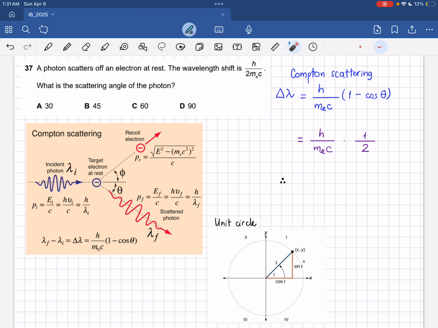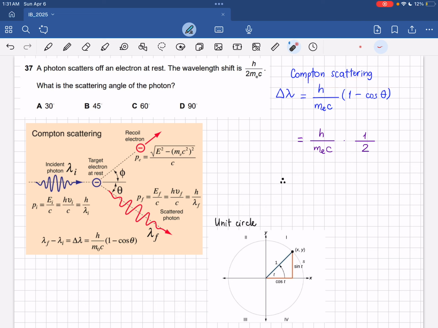So we can see that there's a relationship between the shift in the wavelength and the cosine of theta here. This angle here is called the scatter angle of the Compton scattering. Here me is the mass of the electron, and c is the speed of light. They ask for the scattering angle of the photon, so we can just use the formula from the Compton scattering to solve for it.